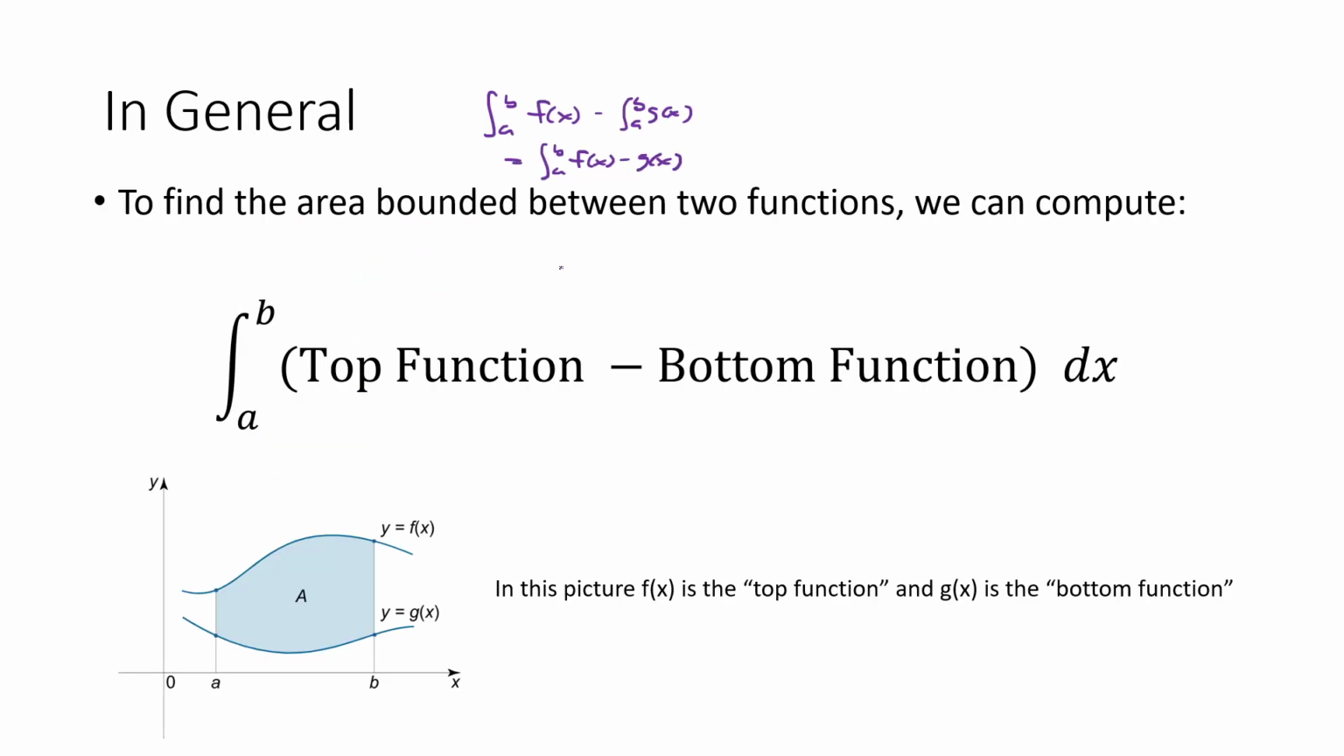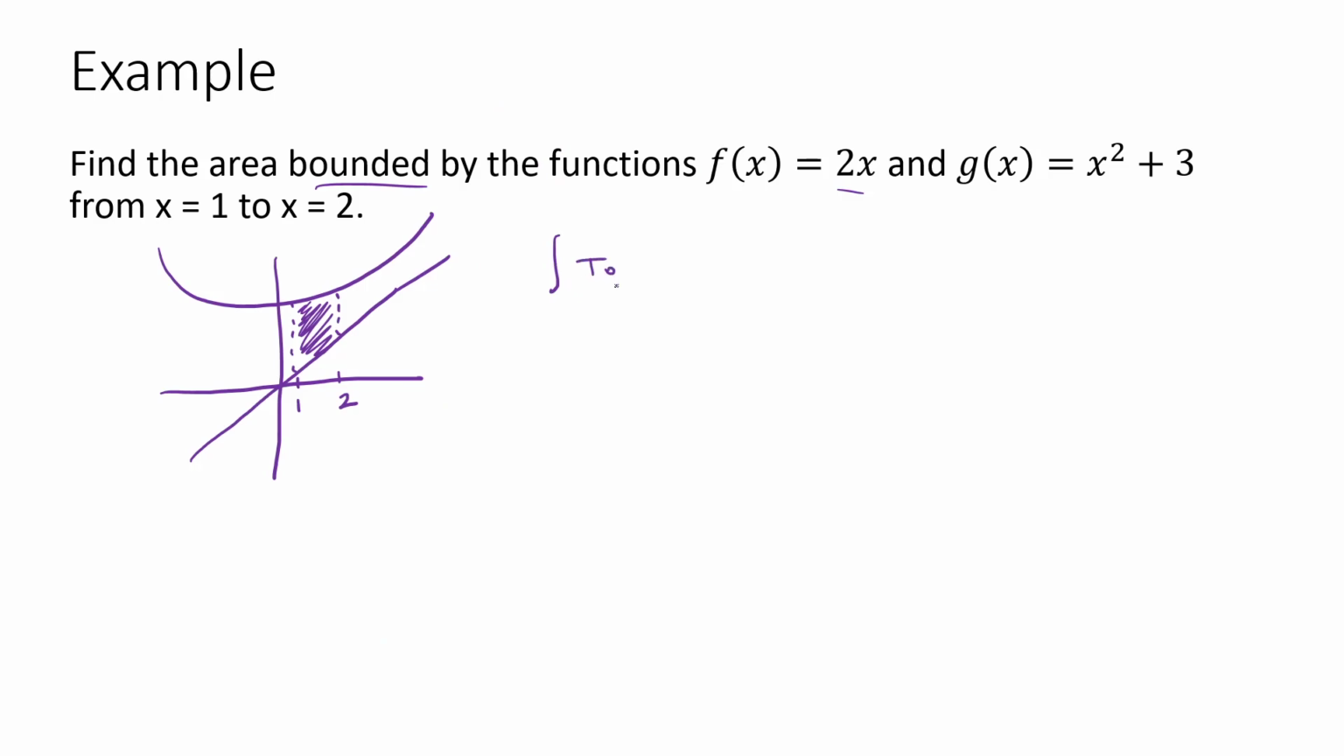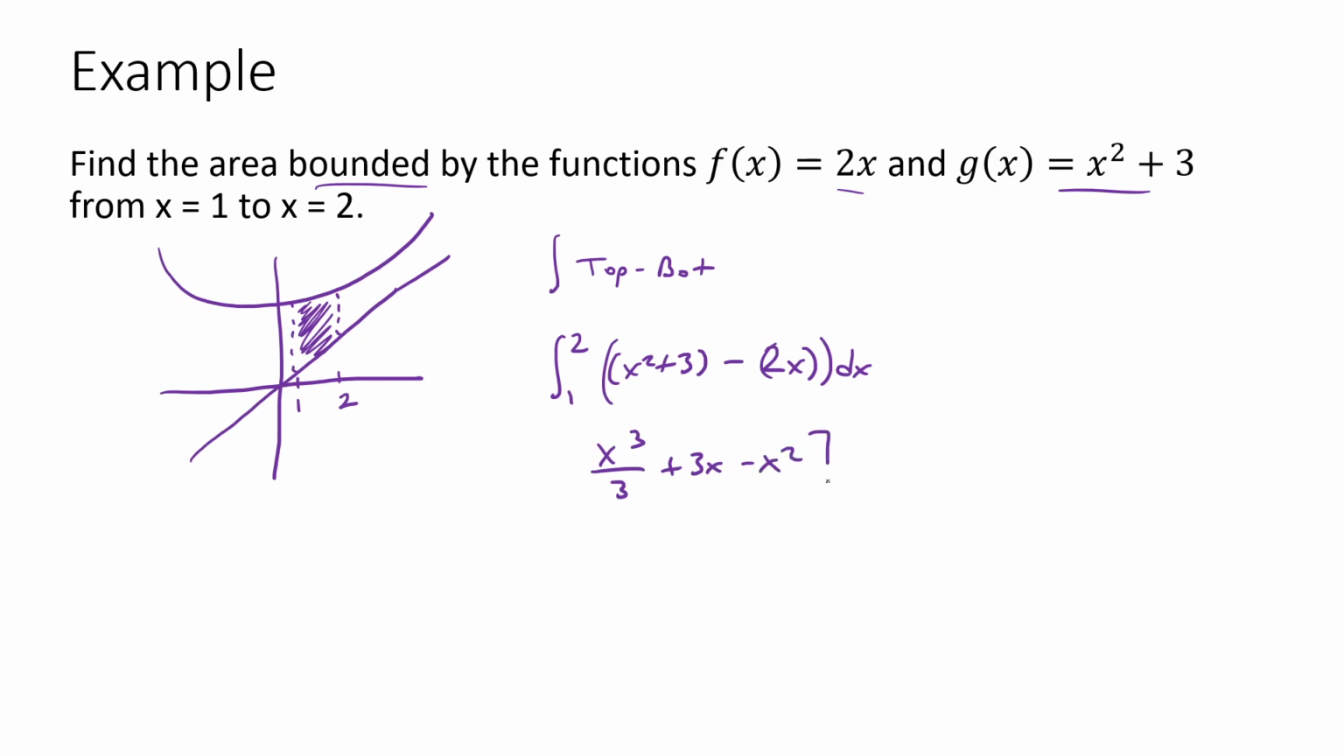So what does our rule tell us? Do top minus bottom. So we'll do the integral from 1 to 2 of the top function, which in this case is the parabola, minus the bottom function, with respect to x. And we can certainly integrate this thing. Nothing's stopping us. You know how to do that, and you took a whole test on showing me how to do that. I'm okay with you at this point using the technology to find these things.